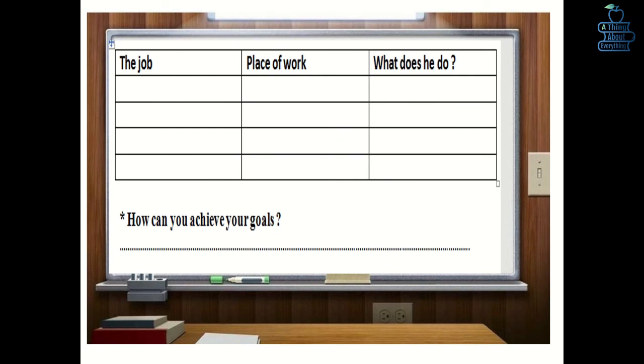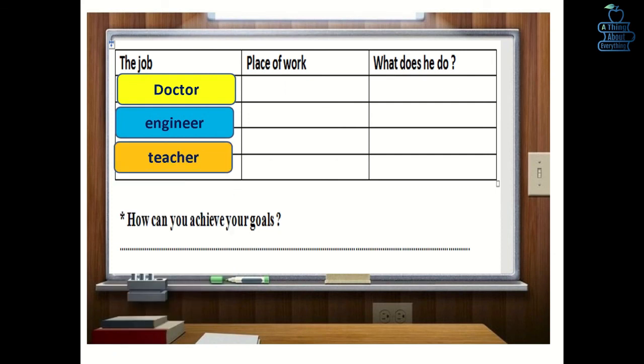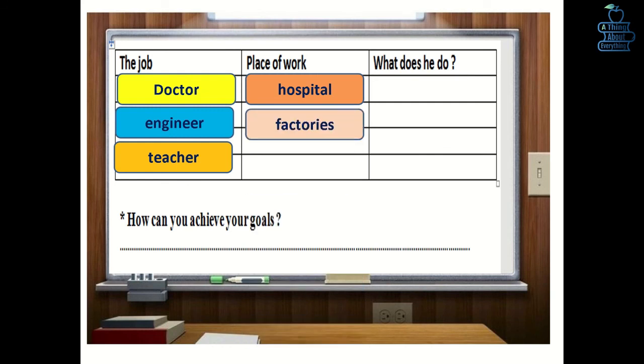We have another type of questions, which is information, asking about information to fill the table with the information from the text. We have mentioned many jobs like doctor, engineer, and teacher. But what are the places that doctors, engineers, and teachers work in? For doctor, they work in hospital. Engineer works in factories. Teacher works in school.